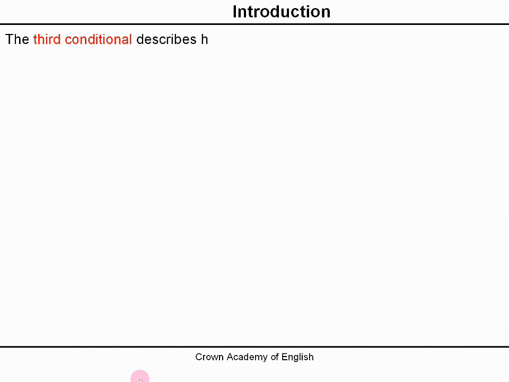The third conditional describes hypothetical situations in the past. This is very important, in the past. The third conditional is the only conditional that describes situations from the past.